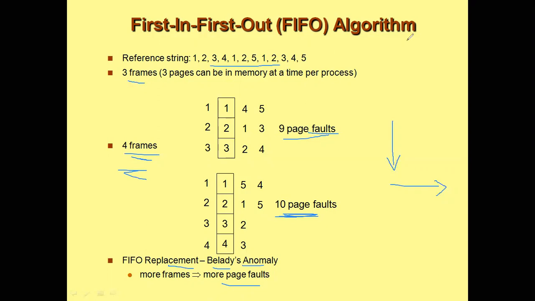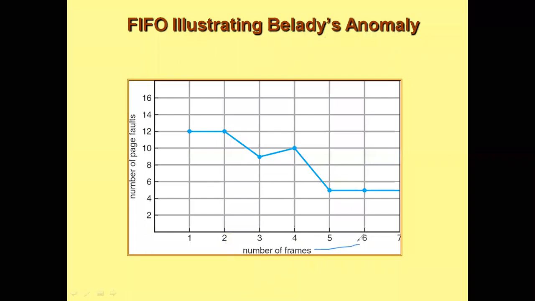Okay, so there is a graph here. This graph shows that if you try increasing the frames, then the number of page faults also increases. So that is one drawback in FIFO. In the next video, we will see the other page replacement technique called the optimal page replacement technique. Thank you.